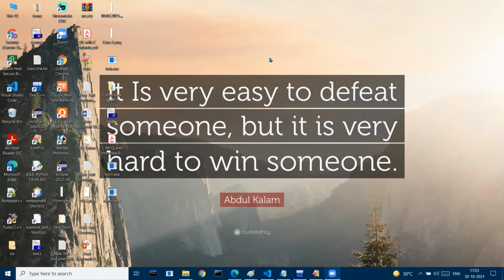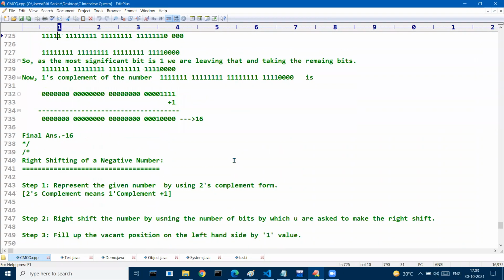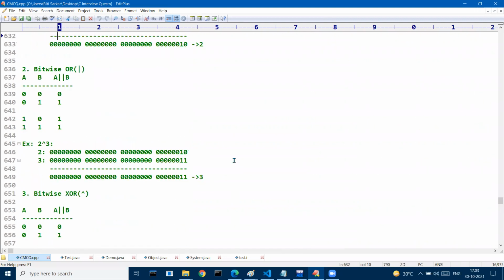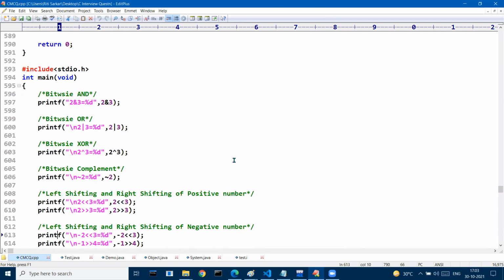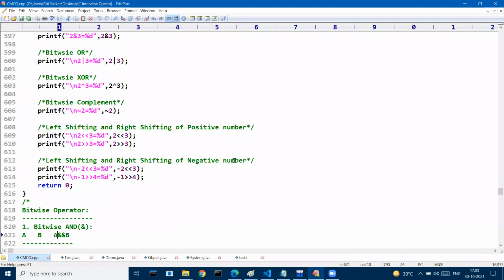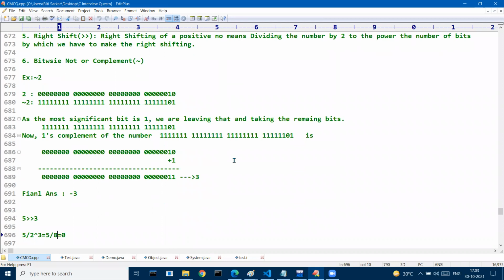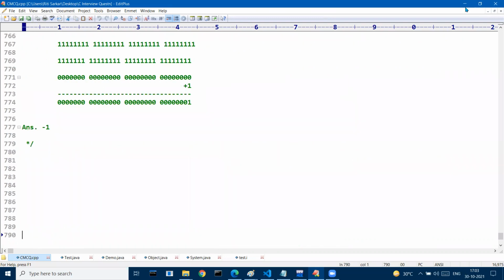Okay, students. So let us start today's session. In our last session, we learned about the bitwise operator concept: bitwise AND, bitwise OR, bitwise XOR, then left shift and right shift, of course left shift and right shift of positive numbers and negative numbers, followed by bitwise complement, which we also discussed. Now, let us practice some questions from these bitwise operators.